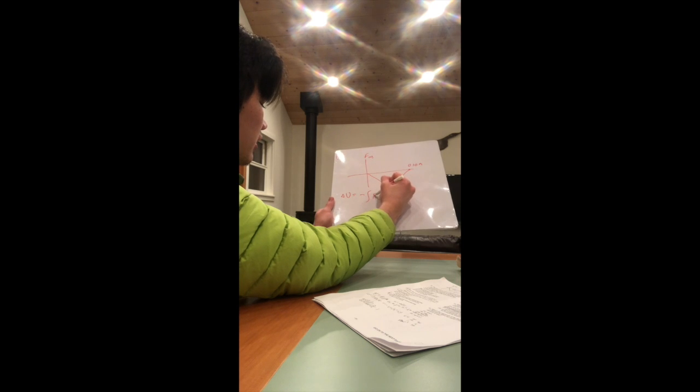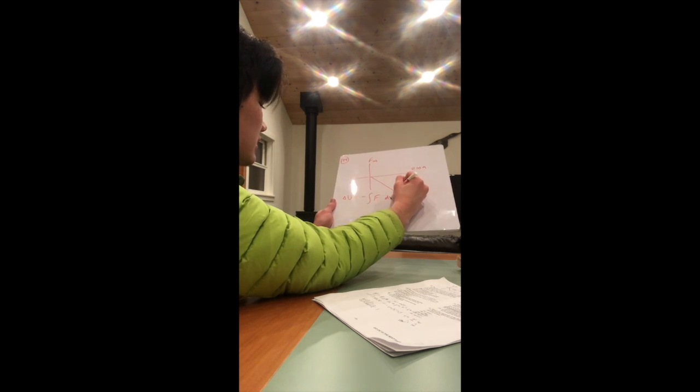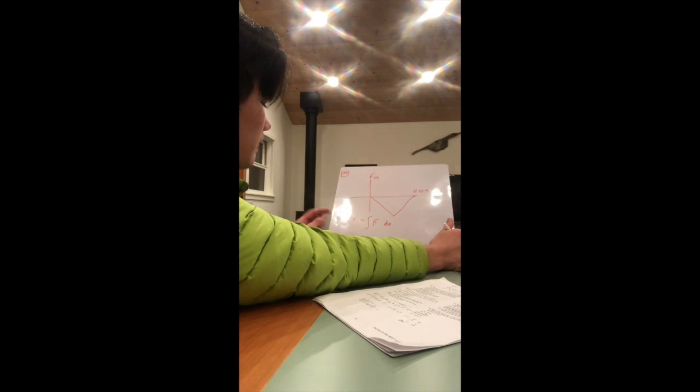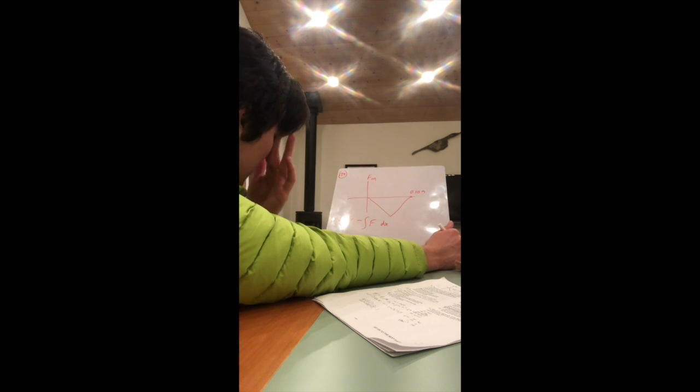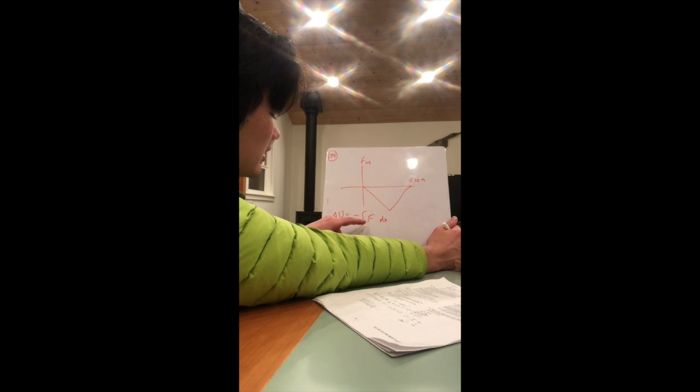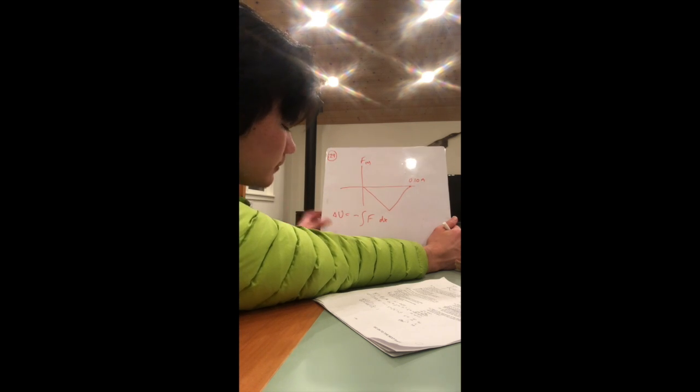And again, the key thing to remember is that change in potential energy, delta U, equals negative integral of F dx. This is because change in kinetic energy is the positive integral. It's defined as force times x. So therefore, potential energy is basically the opposite of change in kinetic energy, and we get delta U equals negative integral of F dx.